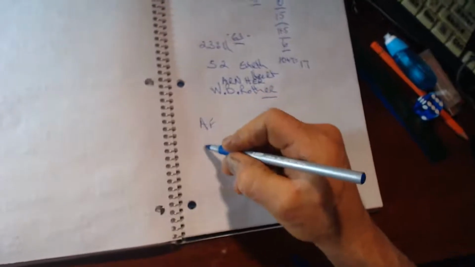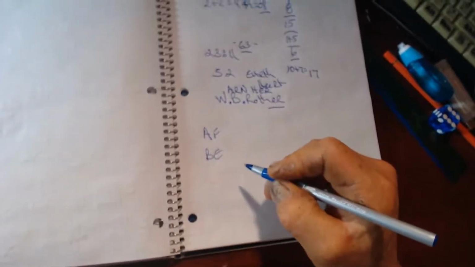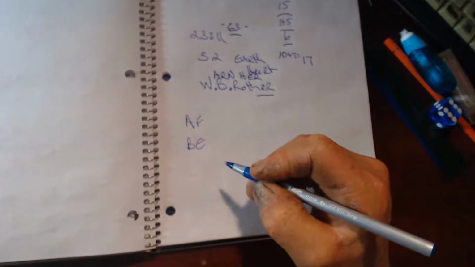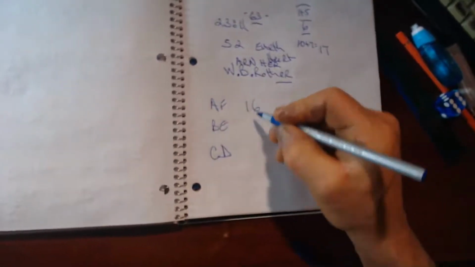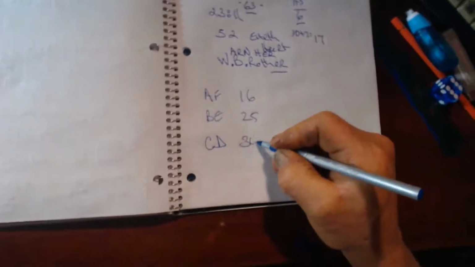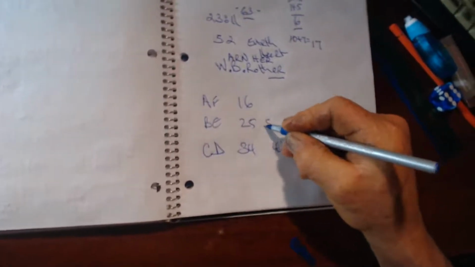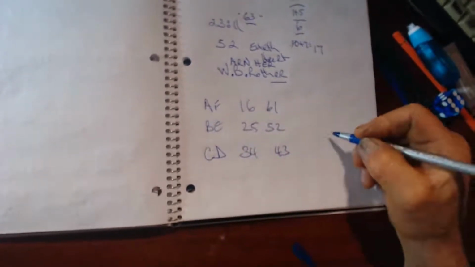Wow. It also creates 17 as a calculation of 5 times 2, 5 plus 2 equals 17. I'm just going over numbers that I see. AF, BE, I'm just looking, AFBECD. 16, 25, 34, 43, 52, 61.